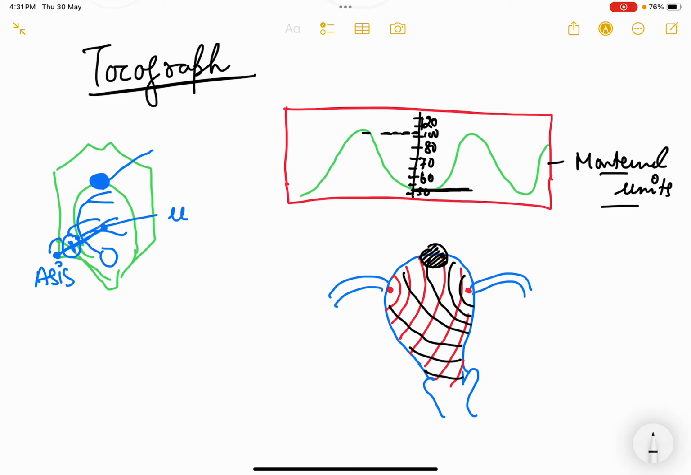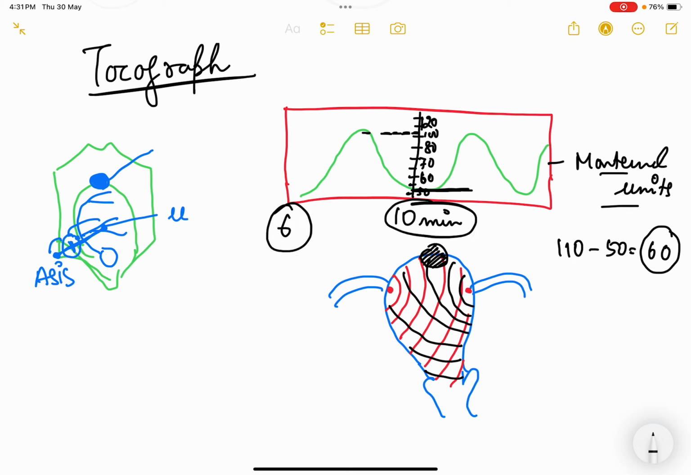Okay, it is 110. So you subtract the highest minus the baseline. So it will be 110 minus 50, which is equal to 60. Okay. Now take a stretch of 10 minutes and see how many contractions are there. Suppose there are 6 contractions. Okay, so in all 6 contractions, subtract the highest minus the lowest pressures.